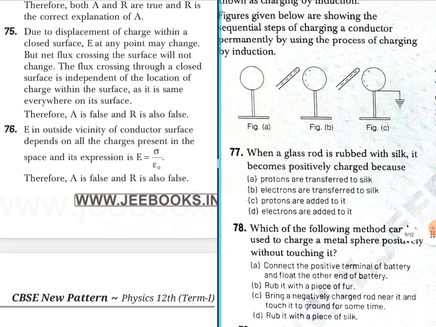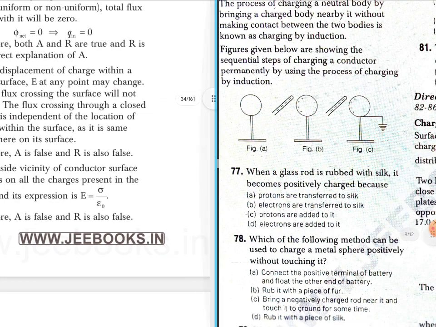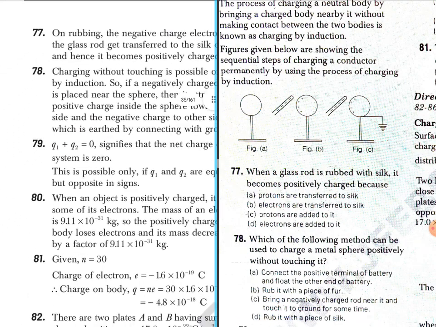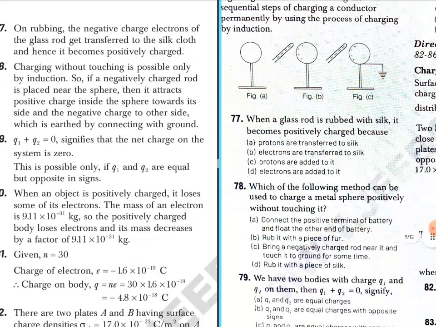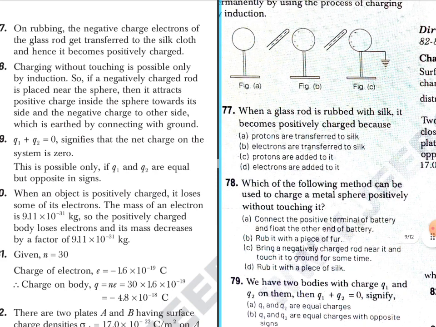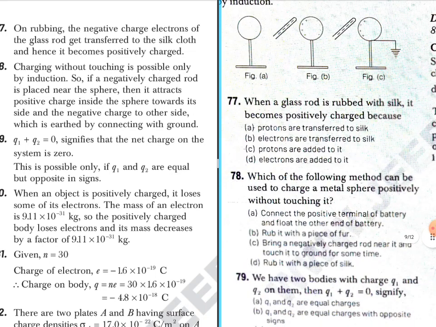Question 77. When a glass rod is rubbed with silk, it becomes positively charged because the silk would have gained an electron. Electron gets transferred to silk. So option number B is the right answer.